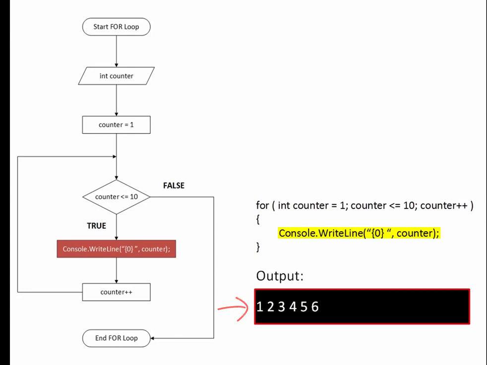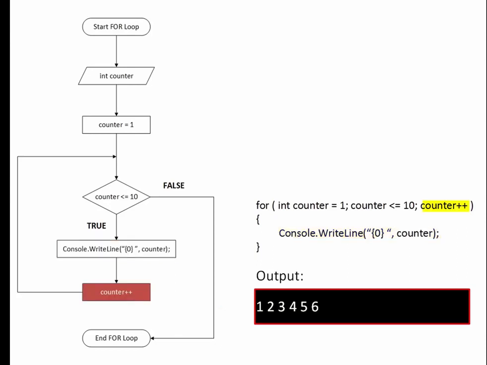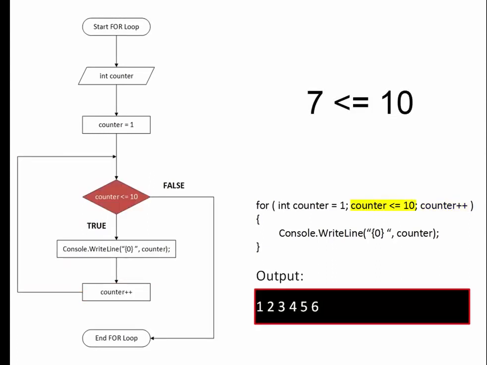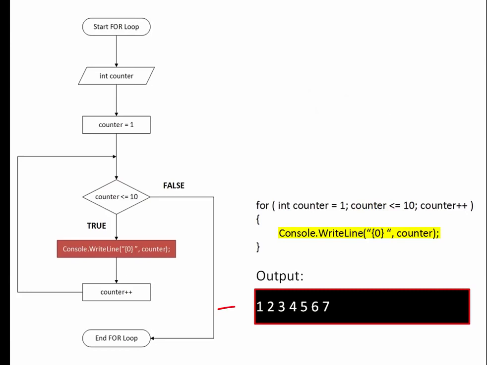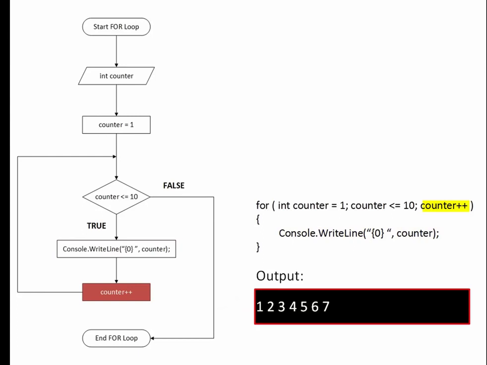The 6 is now displayed onto the screen. The counter is incremented. Counter is now 7. The process is repeated. The counter of 7 is less than or equal to 10, so we continue. The code is executed. The counter's current value of 7 is now displayed. The control variable is once again incremented. 7 goes up to 8.